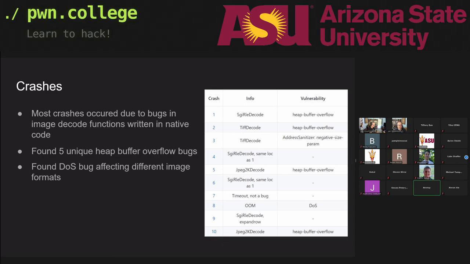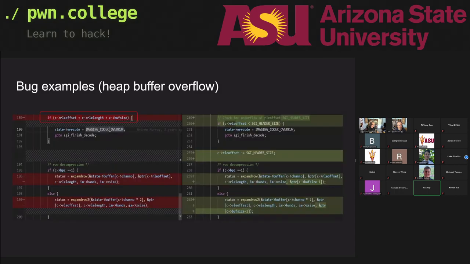Pillow supports multiple image formats, and as we were already fuzzing the different image formats by dividing the seeds, we found 5 unique heap overflow bugs and a DOS bug which was affecting multiple image formats. Let's look at some example bugs.